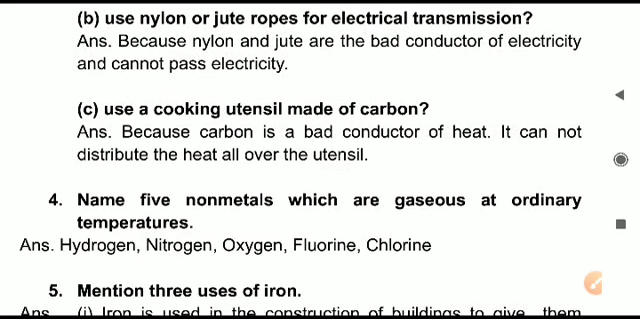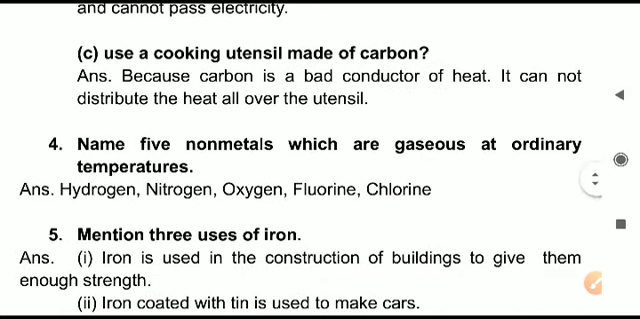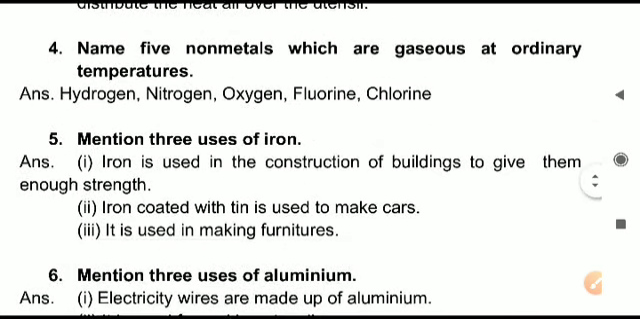The C part now. Why can't you use a cooking utensil made of carbon? Answer, because carbon is a bad conductor of heat. Carbon again is a non-metal. It cannot distribute the heat all over the utensil. Metals can do so, but non-metals cannot. They are bad conductors. Metals are good conductors of heat. Also, carbon will start burning. If you make a utensil of carbon, it will burn and produce carbon dioxide gas. So that is why we are not making utensils using carbon.